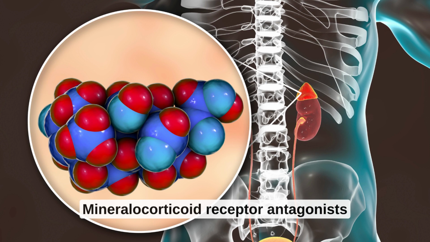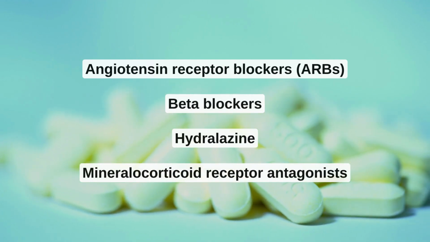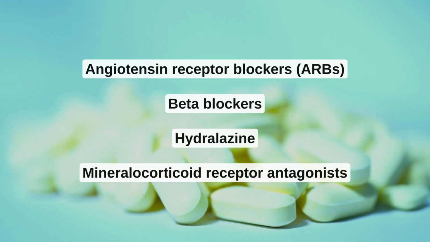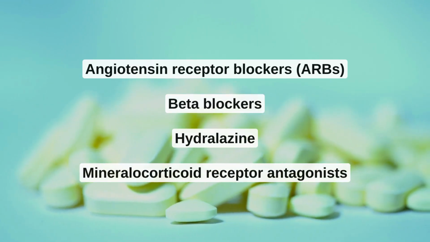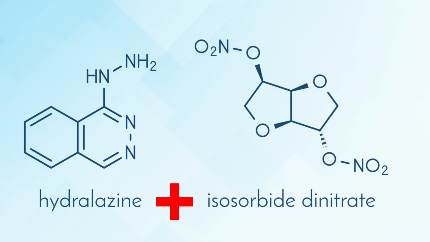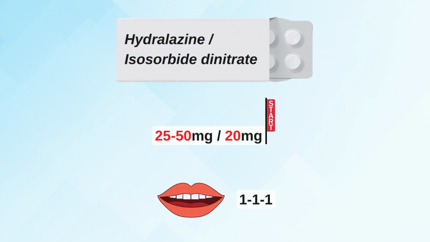I will not deal with all these specific groups of medications. I just want to highlight which ones to choose. So we had, first of all, angiotensin receptor blockers, then we had the beta blockers, then we had hydralazine, and then we had mineralocorticoid receptor antagonists. And for example, when I said hydralazine, I mean hydralazine together with nitrate. So this is a combination, and usually there exists a combination pill, a combination tablet of both of these. And we start the dose of hydralazine, for example, 25 to 50 milligram 3 times daily. And the dose of the isosorbide dinitrate is 20 milligram 3 times daily.